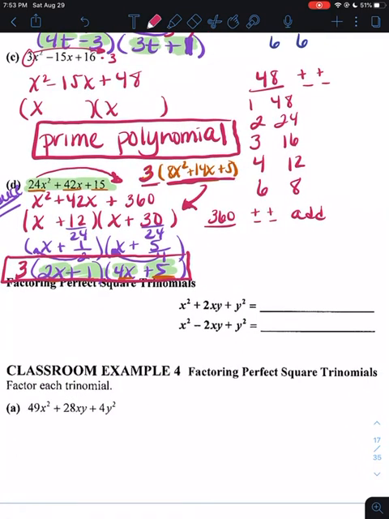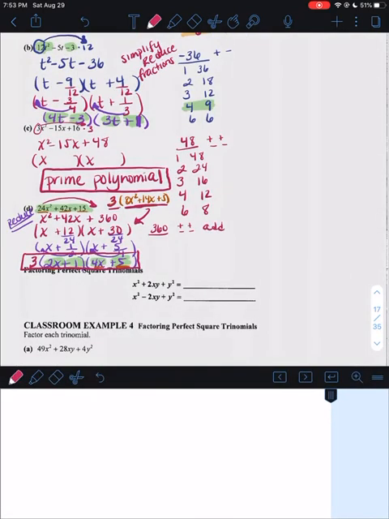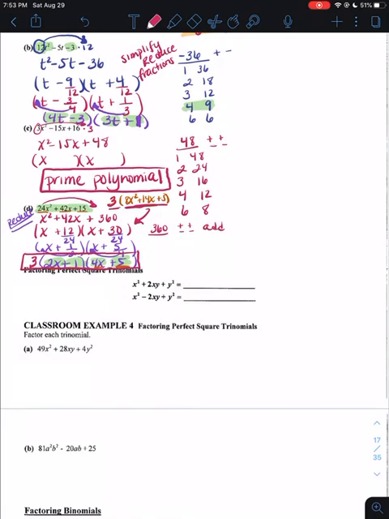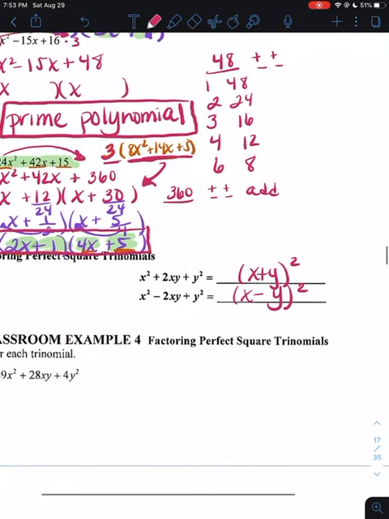All right, this next part says factoring perfect square trinomials. The way that this factors, x squared plus 2xy plus y squared would be x plus y quantity squared. And then this is x minus y quantity squared.